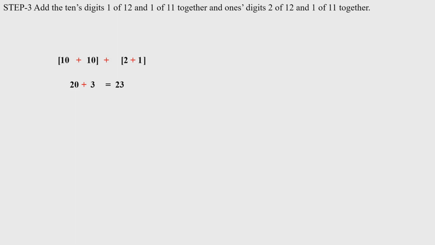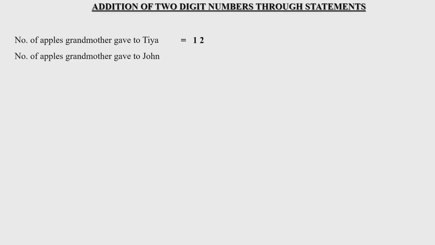It means Tia and John have 23 apples in all. Let's write it another way. Addition of two digit numbers through statements. Number of apples grandmother gave to Tia is equal to 12. Number of apples grandmother gave to John is equal to 11. Total number of apples grandmother gave in all is equal to what?